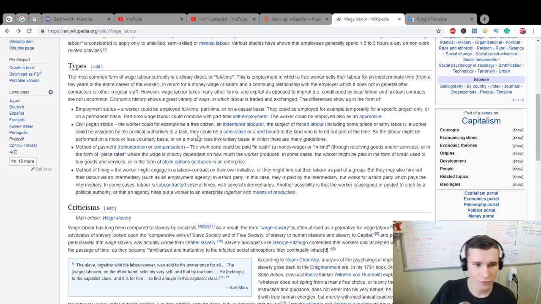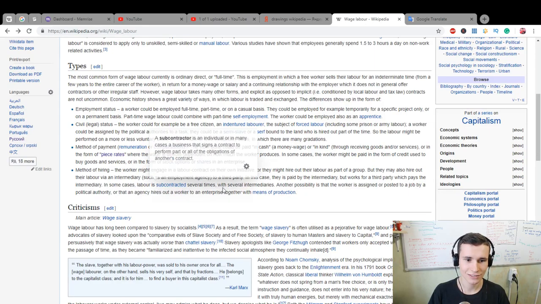Method of hiring. The worker might engage in a labor contract on their own initiative, or they might hire out their labor as part of a group, but they may also hire out their labor via an intermediary, such as an employment agency, to a third party. In this case, they are paid by the intermediary but work for a third party which pays the intermediary. In some cases, labor is subcontracted several times with several intermediaries. Another possibility is that the worker is assigned or posted to a job by a political authority, or that an agency hires out a worker to an employer together with means of production.